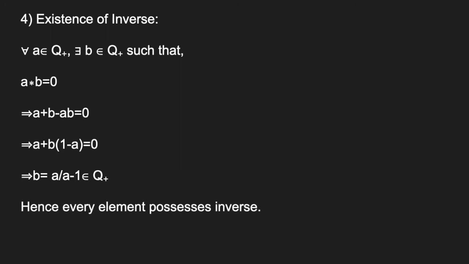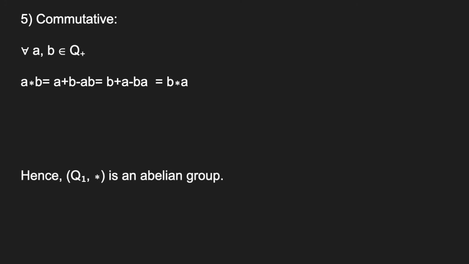Hence inverse is also there. And the fifth one, commutativity. Now for every A, B belongs to Q plus, this one is also obvious, A star B equals A plus B minus AB, that we can write as B plus A minus BA, and that is B star A. Hence it is commutative, hence it is an abelian group.